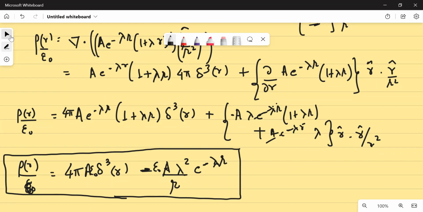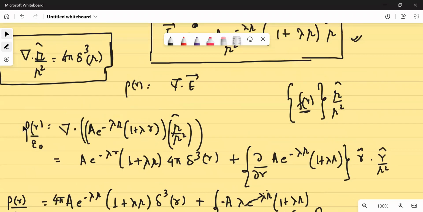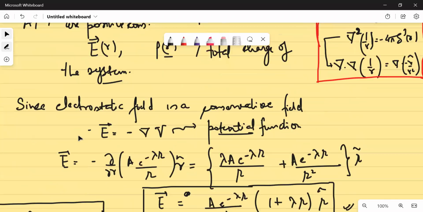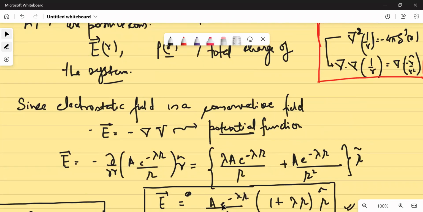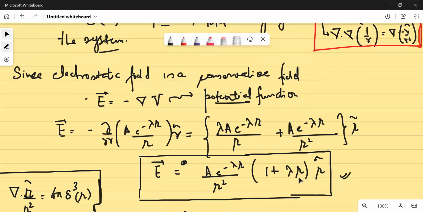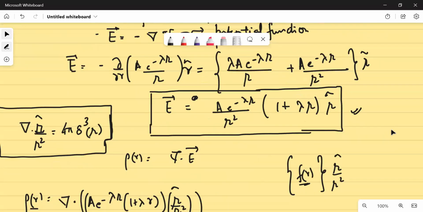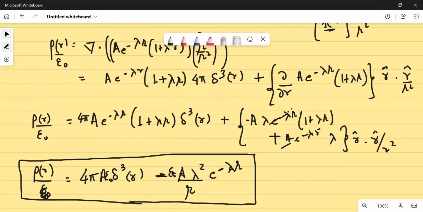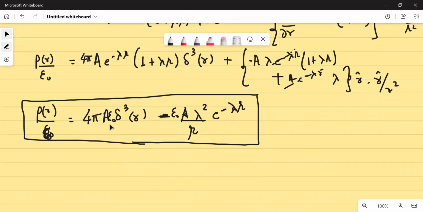So basically what is happening is, if you make the electric field version of this, except for this 1 plus lambda, everything was the same as in the previous question. This extra 1 plus lambda term came, but overall the charge density is again some charge located at the center, which is surrounded by an exponentially decaying charge density. Is that clear to you?